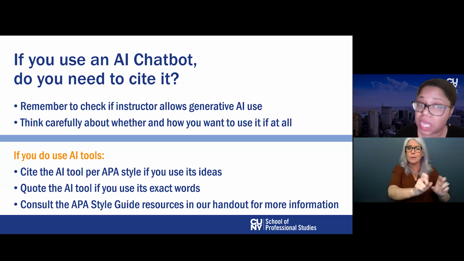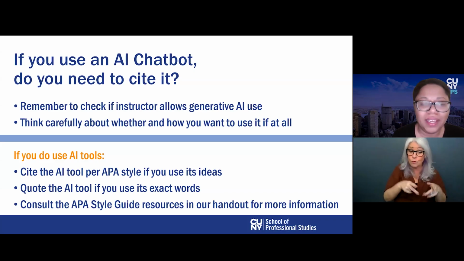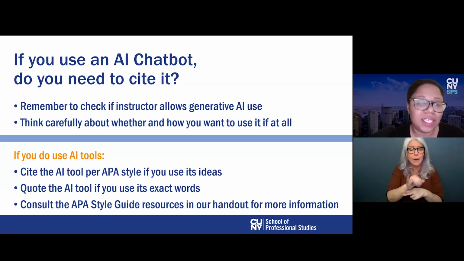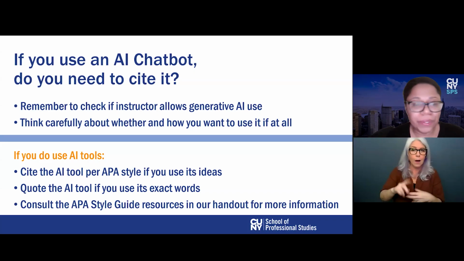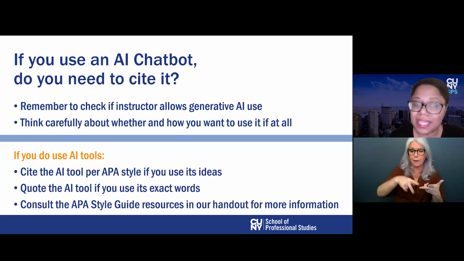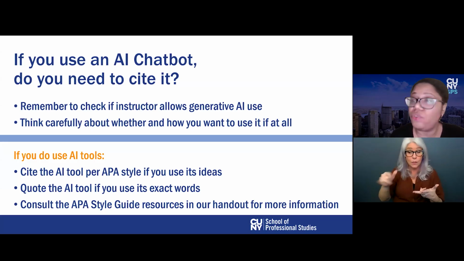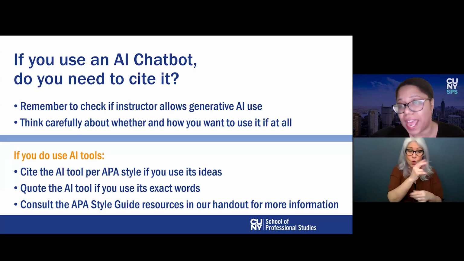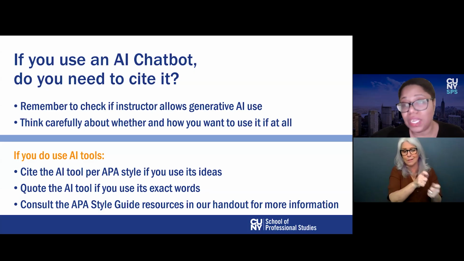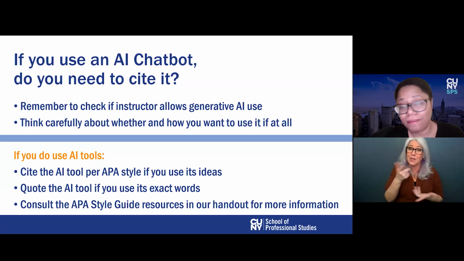If your instructor does give you permission, remember that you need to cite the generative AI, so Chat, Claude, Grok, Perplexity, any of those. You need to cite that as a source when you use its ideas and quote it when you use its words, as per the rules of APA style. Essentially, you need to treat it like a person.